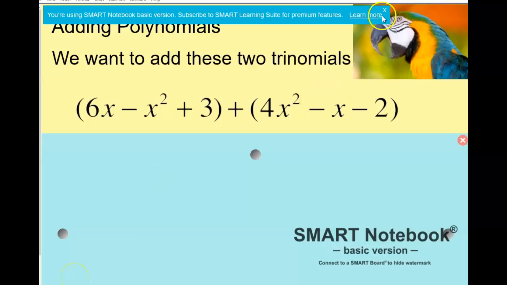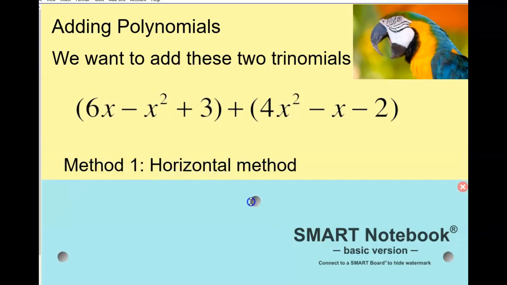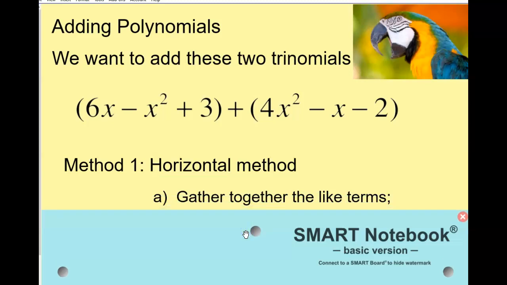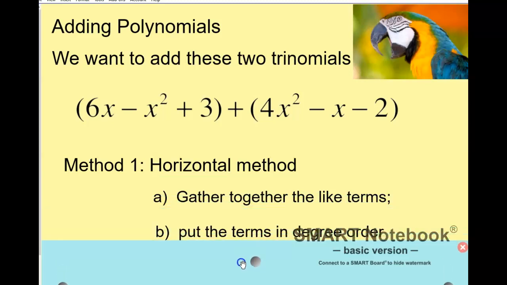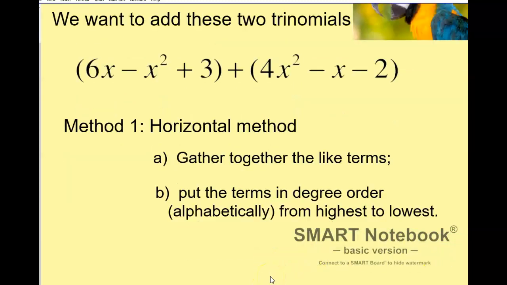Now, what if we want to add together these 2 trinomials? Notice that there are 3 terms, and all we're going to do is add them together. Well, there are 2 different methods for doing this, and the first one is the horizontal method. In the horizontal method, we're going to gather up the like terms together, and then we're going to put the terms in order from highest to lowest. Let's see what that looks like.